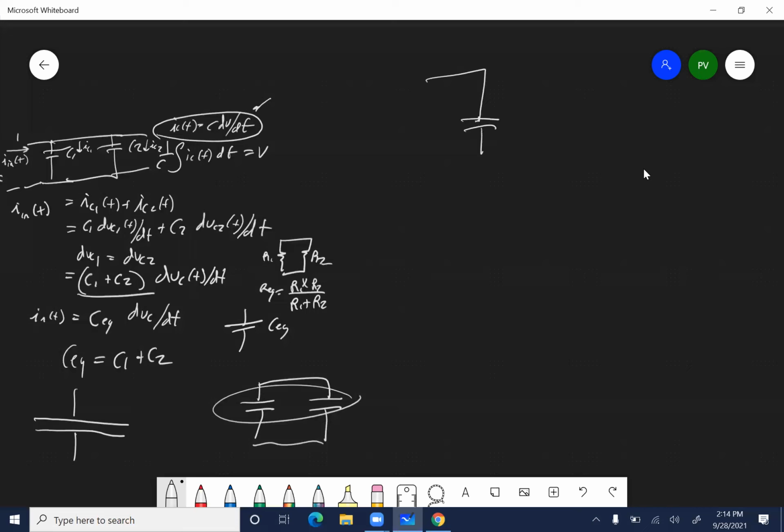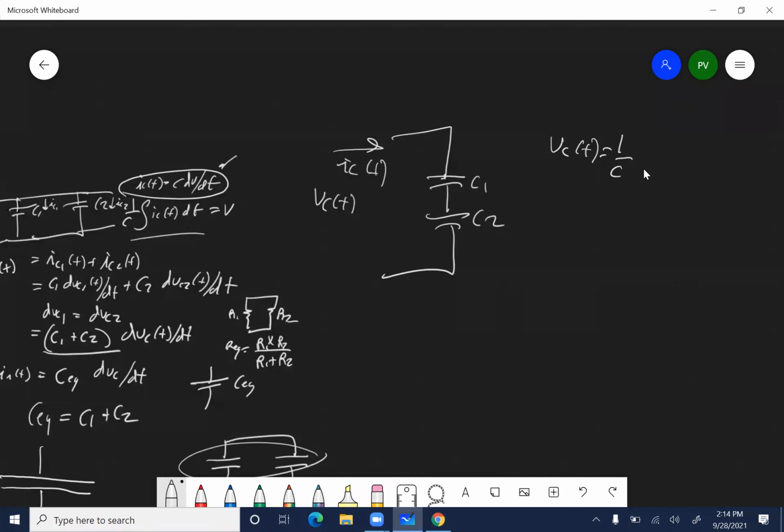Let's put two capacitors in series with each other, C1, C2. This is VC of T. This is IC of T. And we know from our equation over here that VC of T has to be equal to 1 over C times the integral of IC of T dt. Okay, we have that. We are convinced that that is valid for us and that works for us.